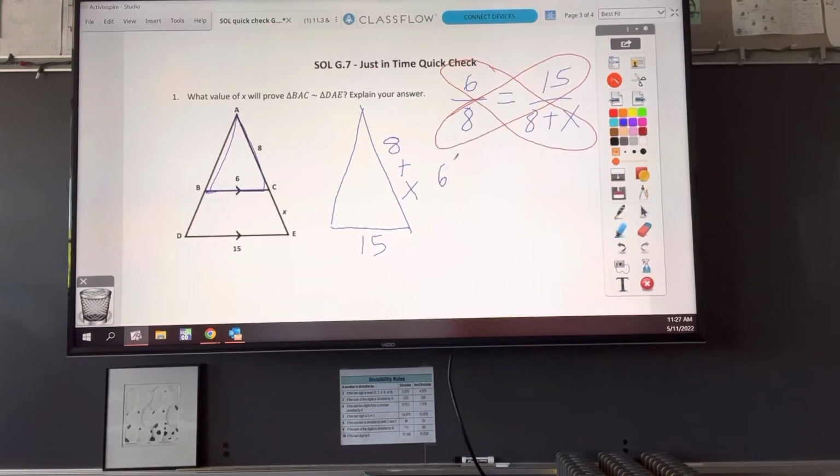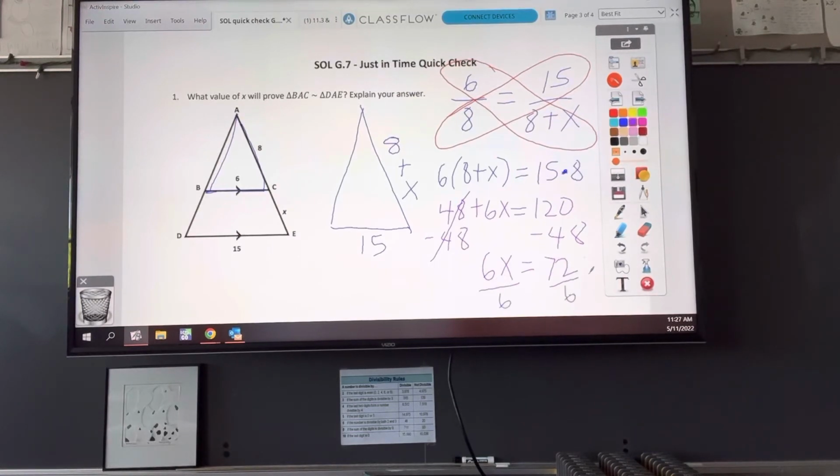And that's going to be 6 times 8 plus x equals 15 times 8. And then I should go ahead and distribute that. So that's 48 plus 6x equals 120 minus 48 minus 48. Solving for x now. 6x equals 72. I'm getting x is 12. Someone check my work.